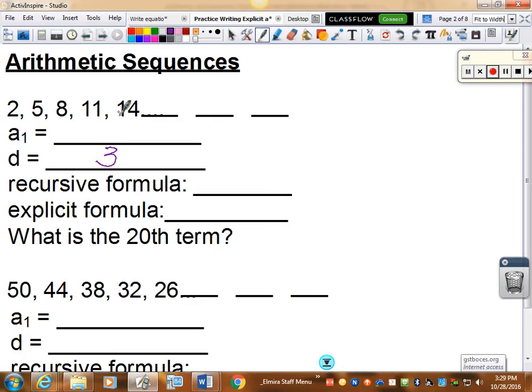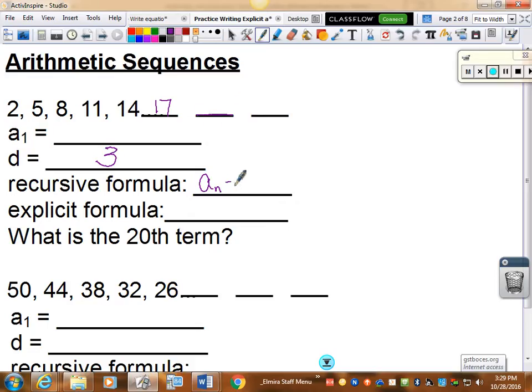So I'm sure you can already tell me that 14 plus 3 is 17. You can already tell me the next number in the sequence. But let's talk about recursive formula, and I'll show you how you've been doing it this whole time. So A sub n would represent the next term in the sequence. It would represent what would go right here.